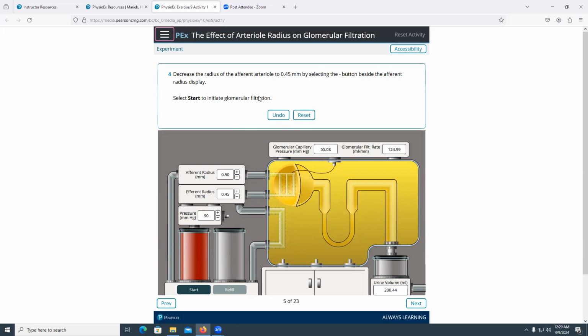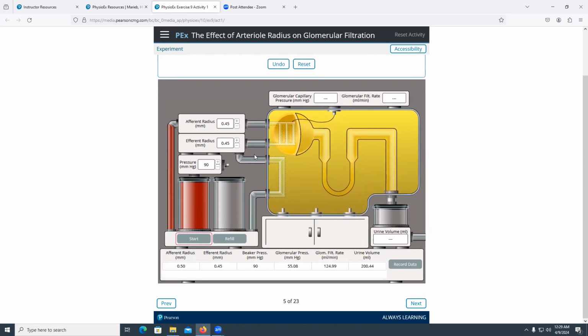Decrease the radius of the afferent arteriole to 0.45 by selecting the minus button beside the afferent radius display right here. Okay, then let's start. Now we have started, and later on we'll record the data. See, the urine is forming and the blood is being filtered, and reabsorption is happening in the peritubular capillaries. And then there's the last amount of urine forming, and that's my bladder.